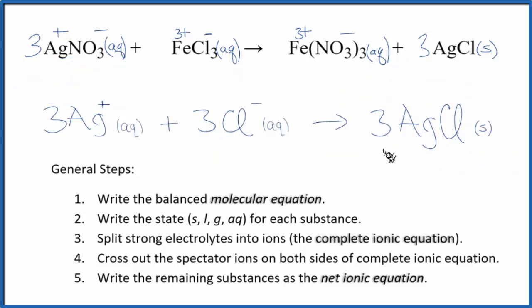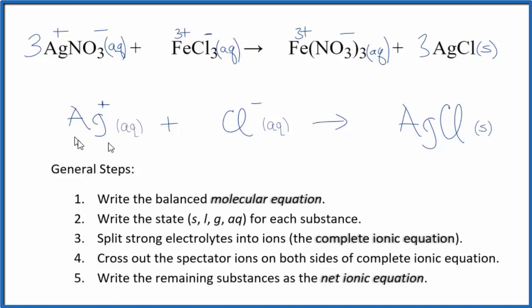So this is the net ionic equation for silver nitrate plus iron(III) chloride. You'll notice that we have the same coefficient in front. It's 3, 3, 3. We can reduce that to 1, 1, 1. We don't even write the ones. And this is a more compact net ionic equation.